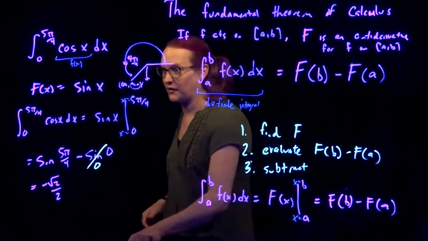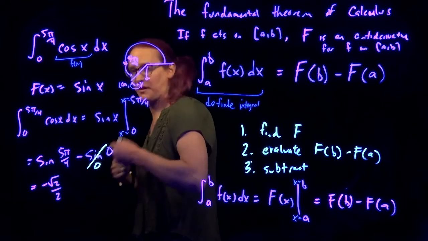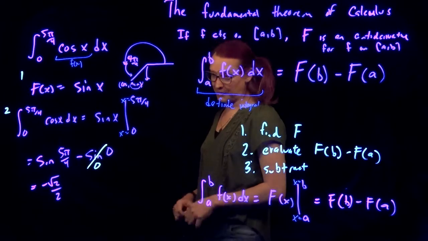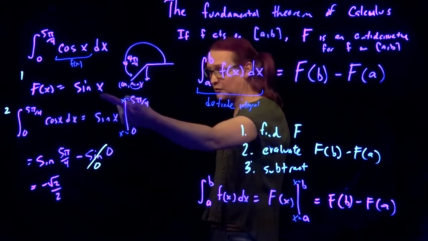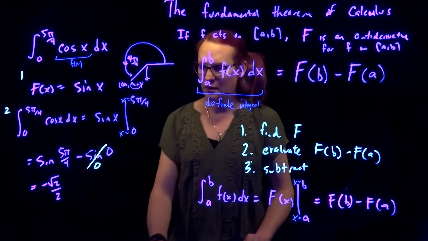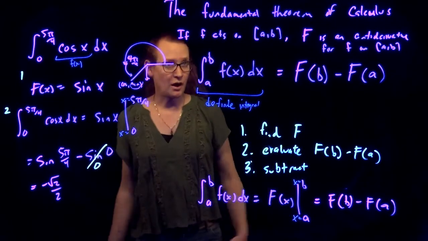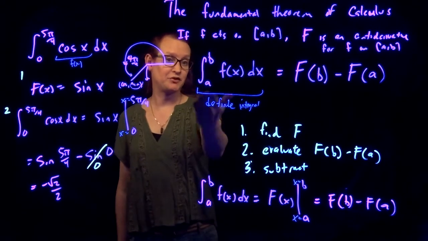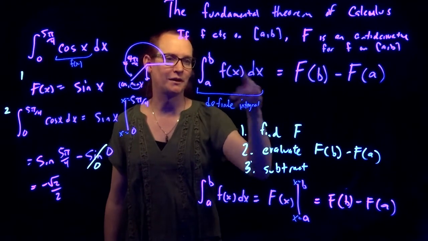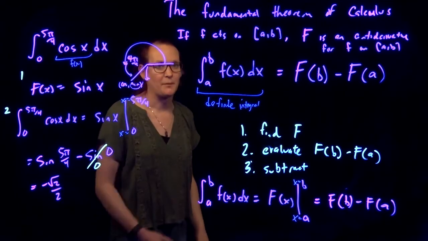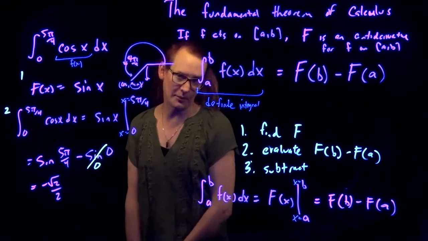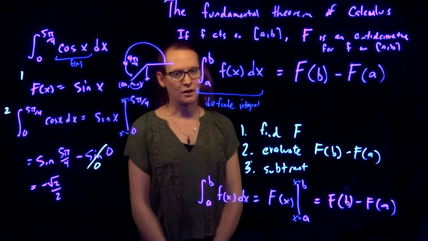So step one was anti-differentiate, and then step two was evaluate. In this particular case, the anti-differentiation was actually easier than the evaluation, but that is generally not the case. So that's the fundamental theorem of calculus. It tells us how to do a definite integral as the difference of the antiderivative evaluated at the upper and lower endpoints of the interval. Thank you so much, and I wish you all the best as you practice your integration.